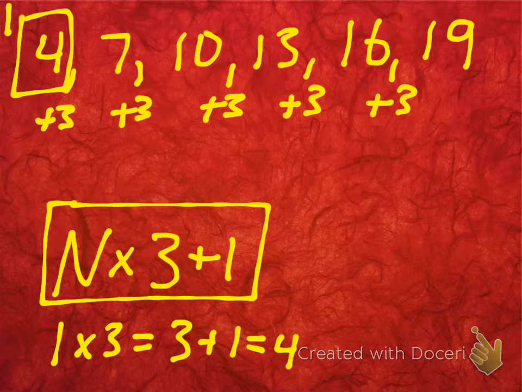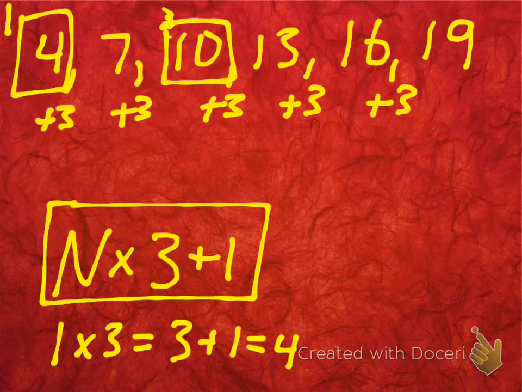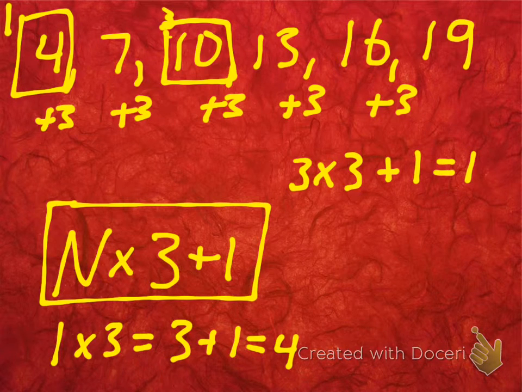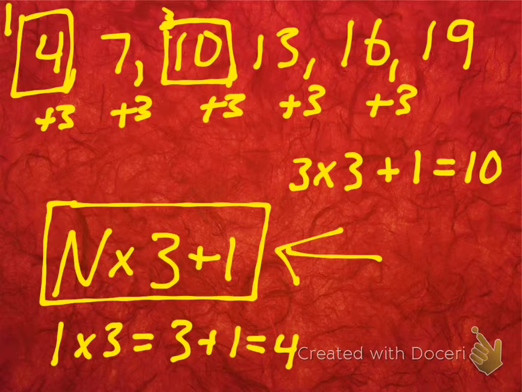Now let's check it just to make sure. When my n is 3, I should get 10. My n is 3 at the third number. So if I plug that in, 3 times 3 is 9. Plus 1 is 10. That's what I wanted to get. So this right here would be your answer. We spent all week on that, so hopefully you remember doing that. Let's flip the page.